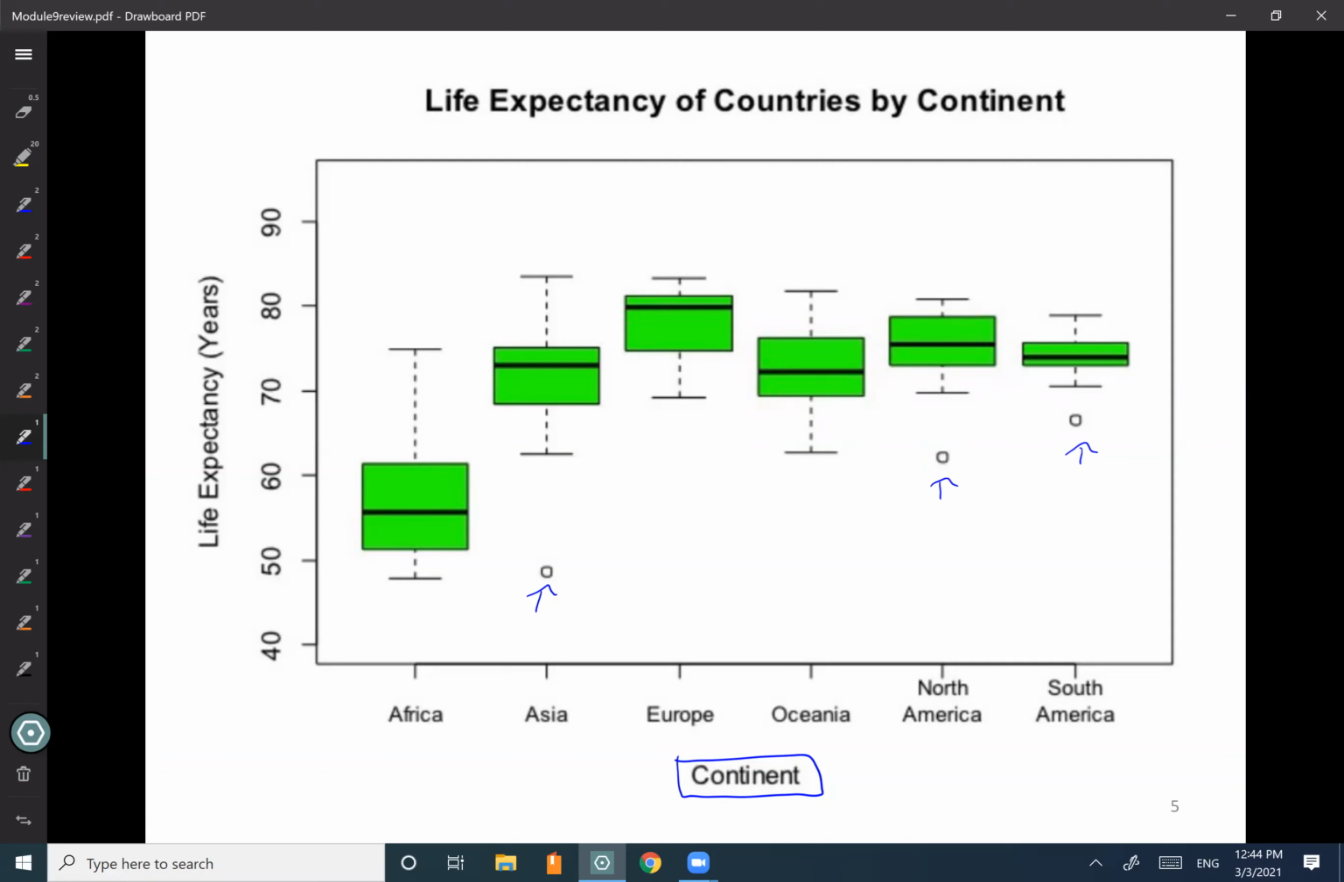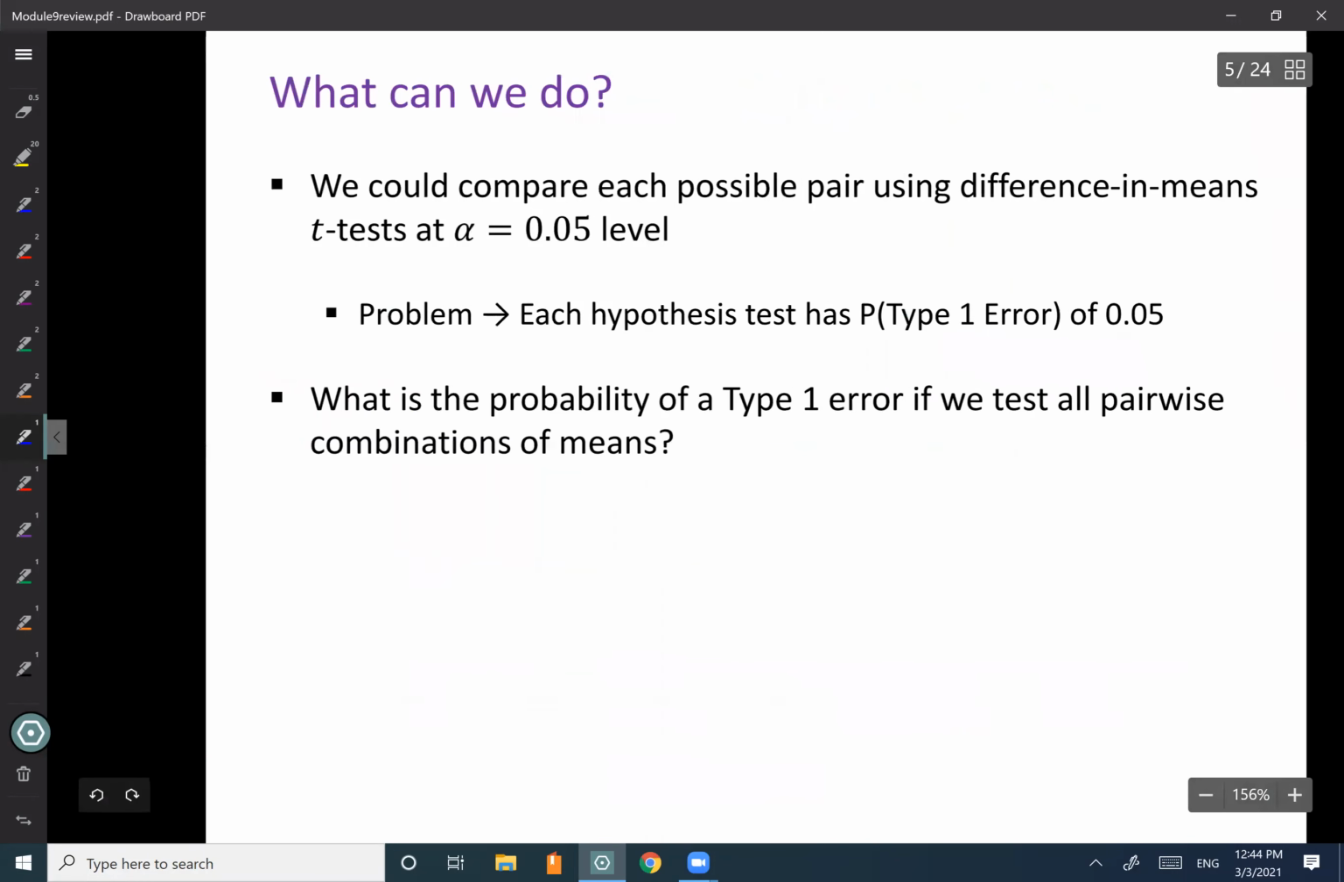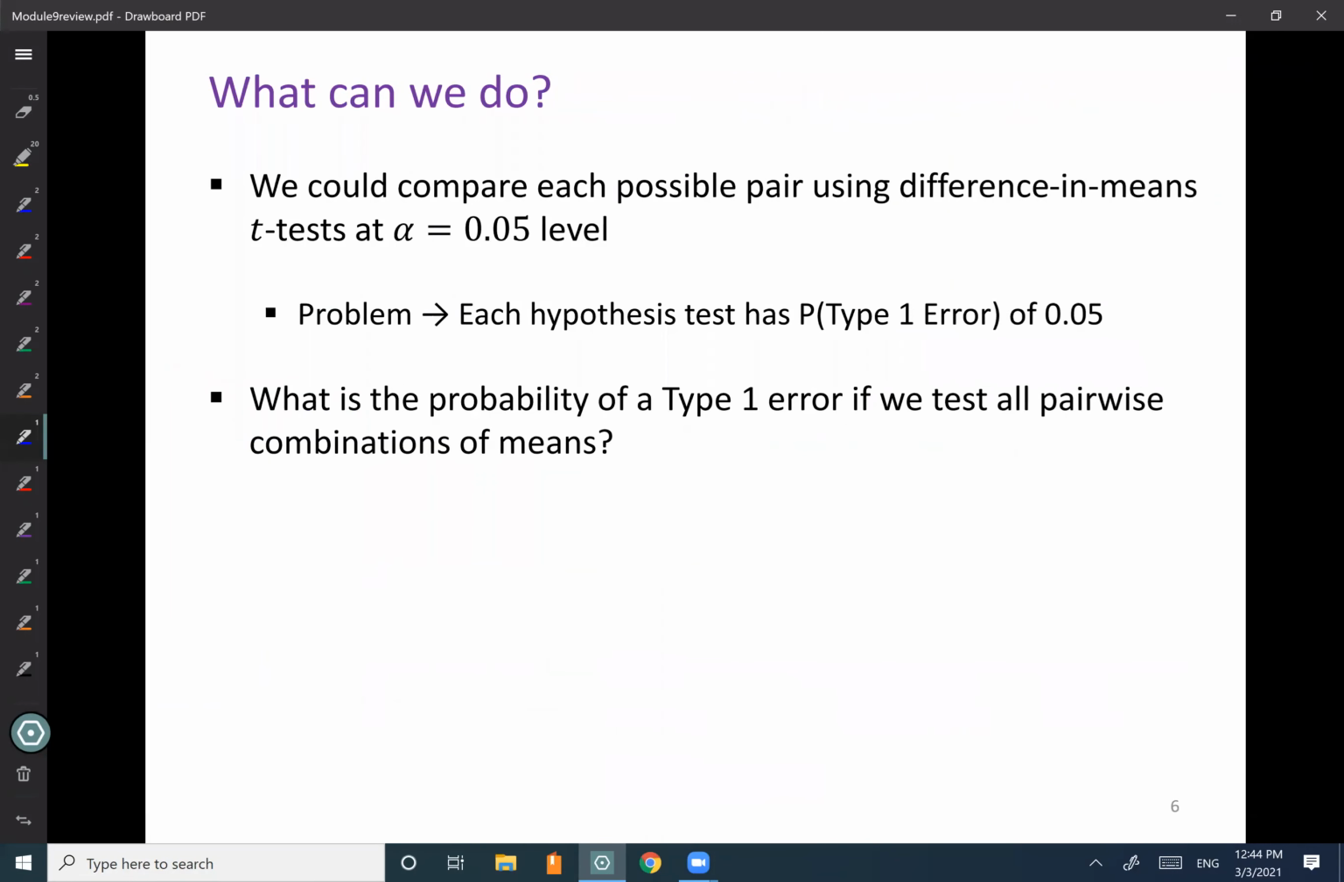Remember, the center line for each of these box plots is the median, but we can still see visually that there is a difference. But is it just due to chance, or are they statistically significantly different? That's the life expectancy along the vertical axis for each of the continents along the horizontal axis. So what can we do? Well, we could compare each possible pair using difference in means t-tests.